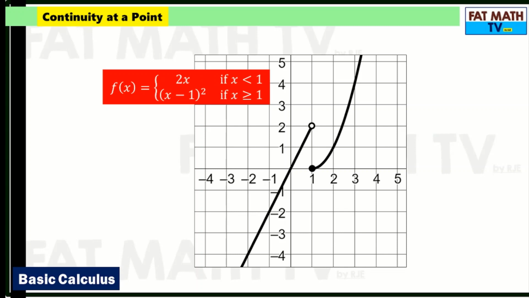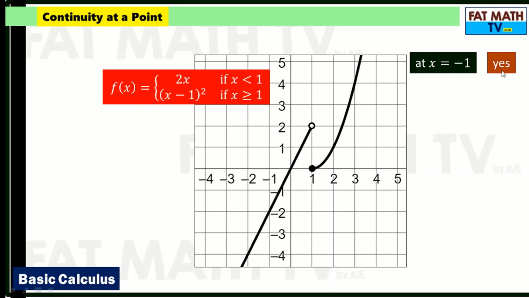How about this function? Okay, we have two parts here, this line here and part of a parabola. If that's the graph of the function, is the function continuous at x equals negative 1? Where is x equals negative 1? It's this part here. Are there any interruptions? None. So this function is continuous at x equals negative 1.